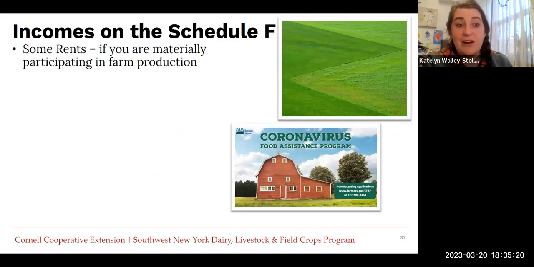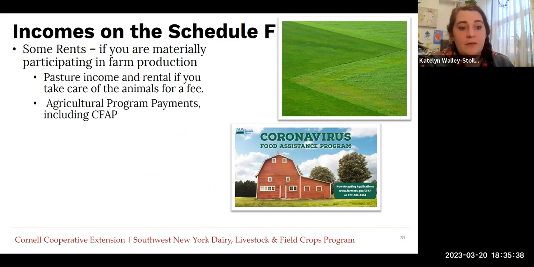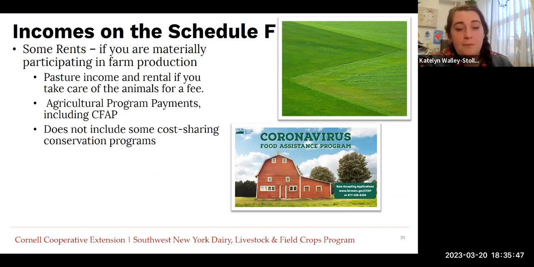Other incomes are rents. If you have farmland that you're renting out to another farmer, that's a farm income. If you have a building on your farm that you're not using, that you rent out to somebody else, that can also be considered farm income. If you have extra pastures, agricultural program payments, including CFAP, if anybody received CFAP over the past couple of years, that counts as income. But cost sharing conservation programs don't count as income.